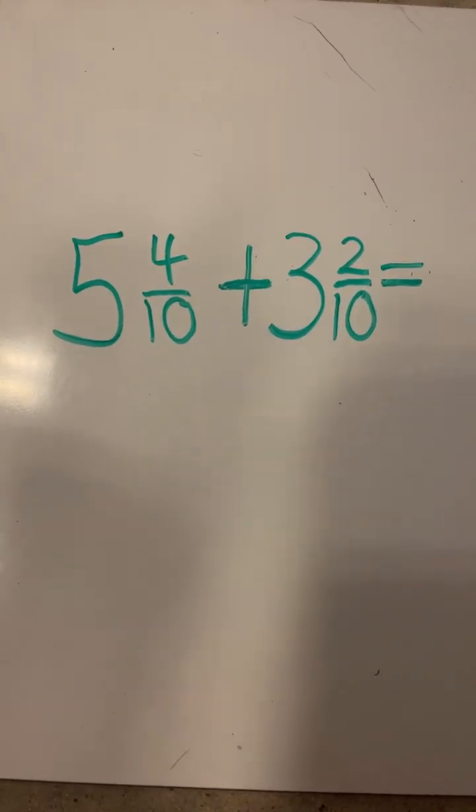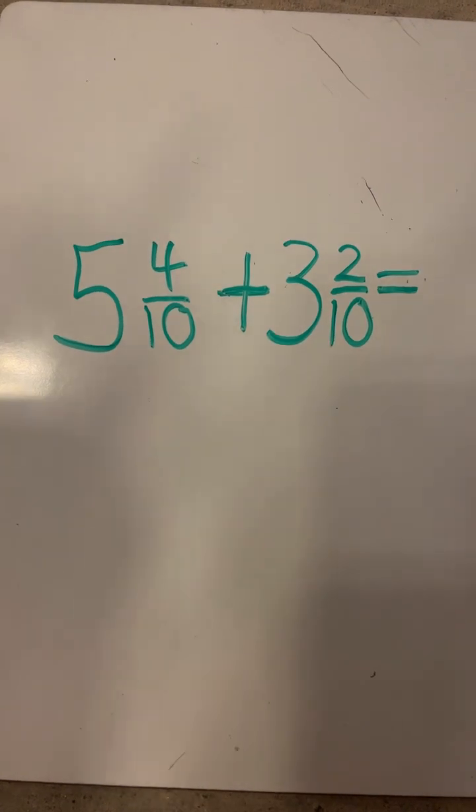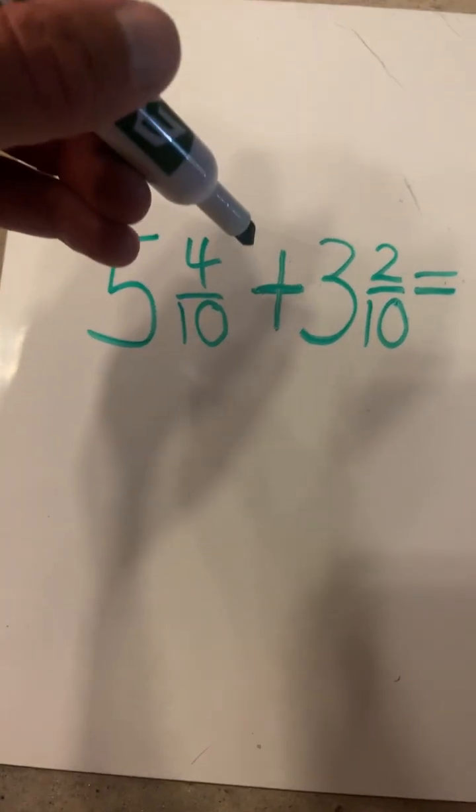Let's get into it. So step 1, we add the whole numbers. So we're going to add 5 plus 3. 5 plus 3 equals 8.